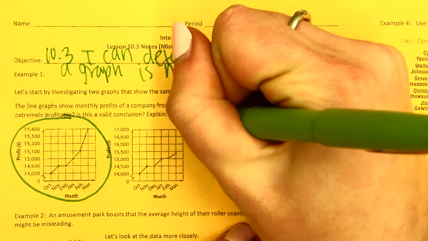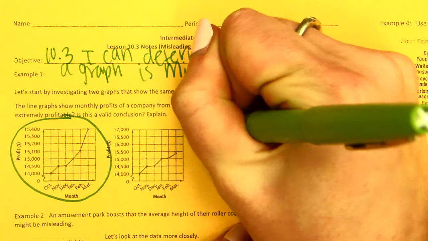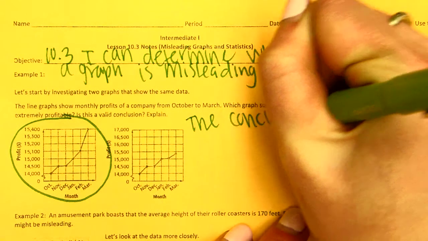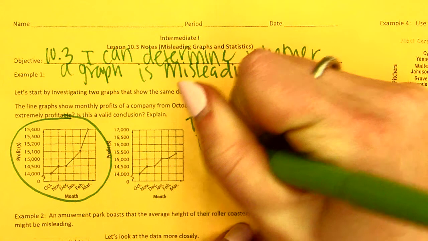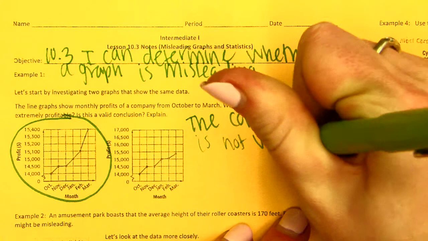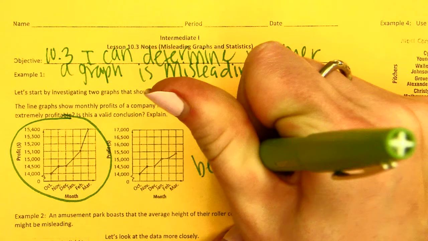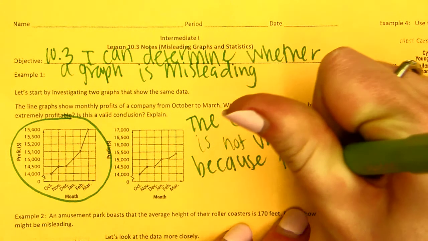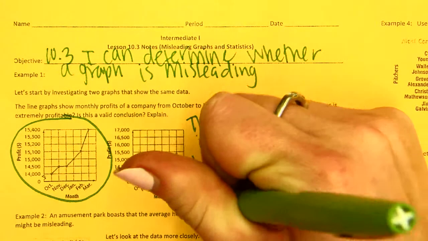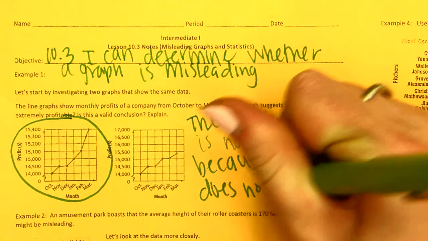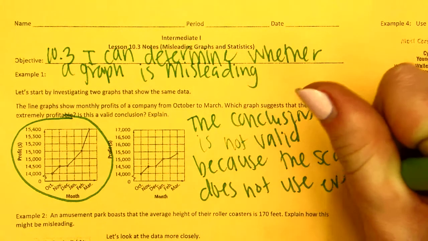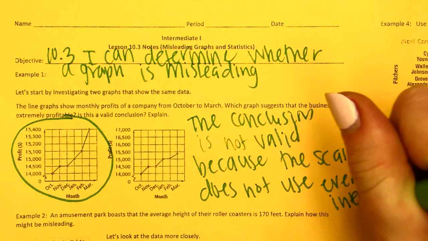So we would say the conclusion is not valid because the scale does not use even intervals.